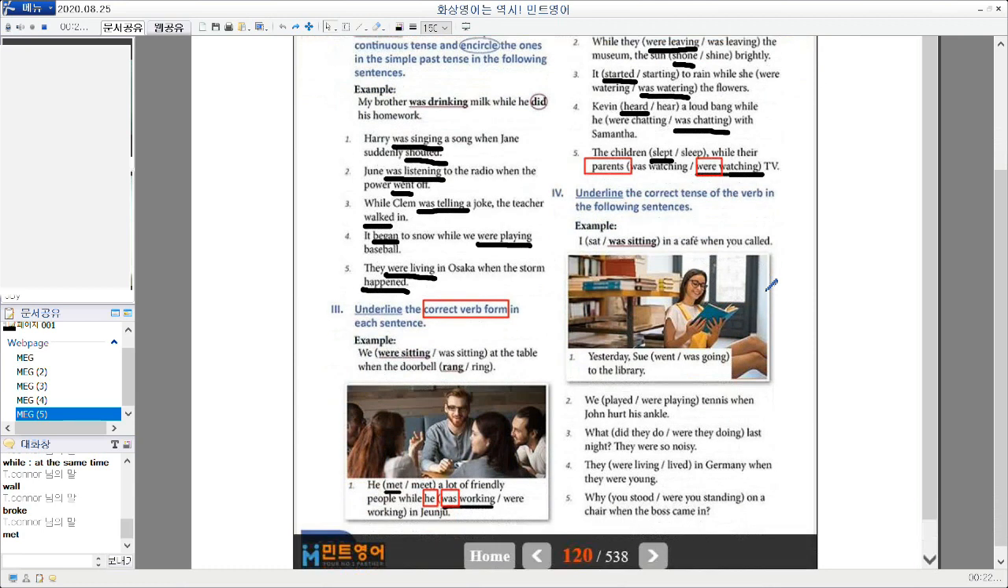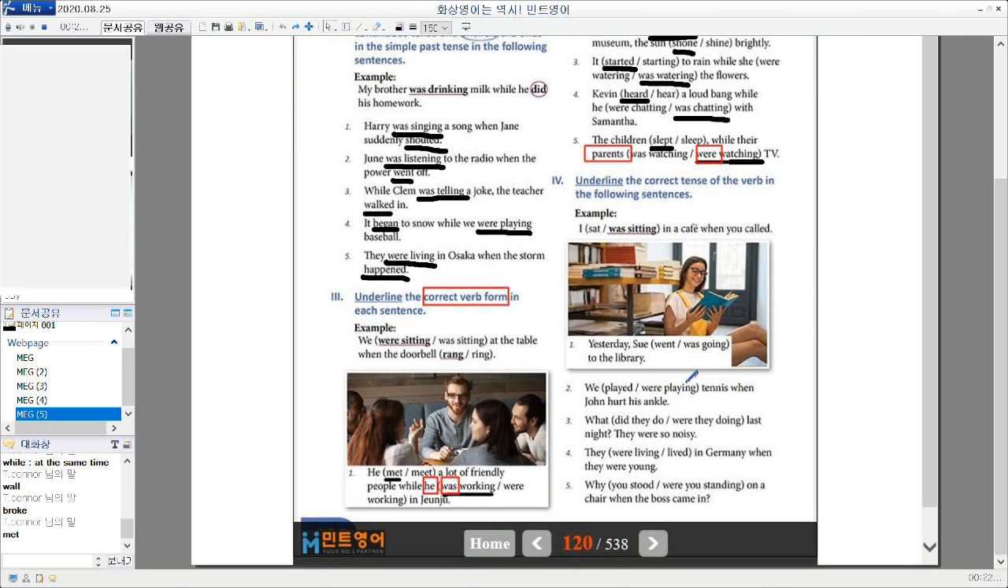Well, let's move on to part four. Underline the correct tense of the verb in the following sentences. Okay, it's the same. So number one, yesterday went. Okay, so it already happened. Good. Two. We were playing tennis when John hurt his ankle.